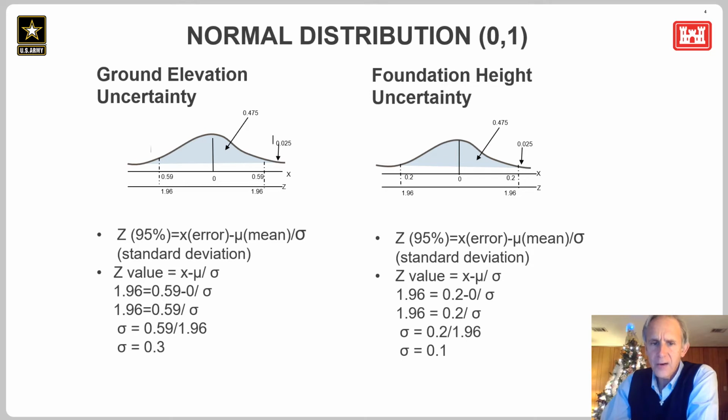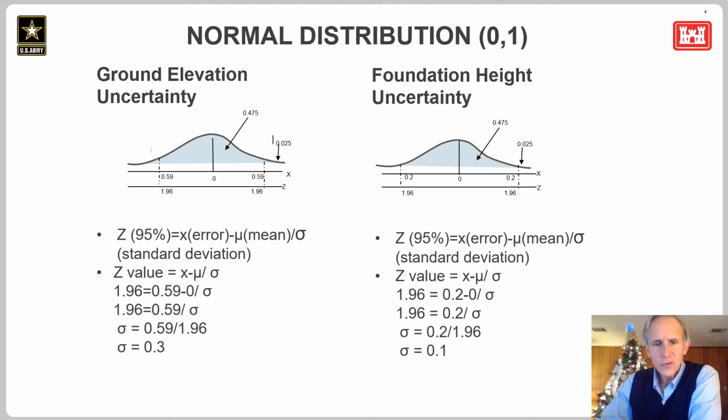That's equal to the error minus the mean, divided by the standard deviation. The z-value we can get from a statistics book for a 95% level of confidence is 1.96. What is our error for ground elevation? If you're using 2-foot contours, we just saw in the previous slide, it is plus or minus 0.59. So that goes into the error. And the mean, for a normal distribution, is 0, and we're solving for the standard deviation for the ground elevation uncertainty.